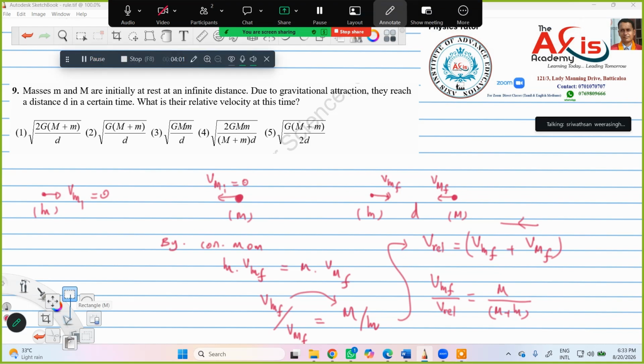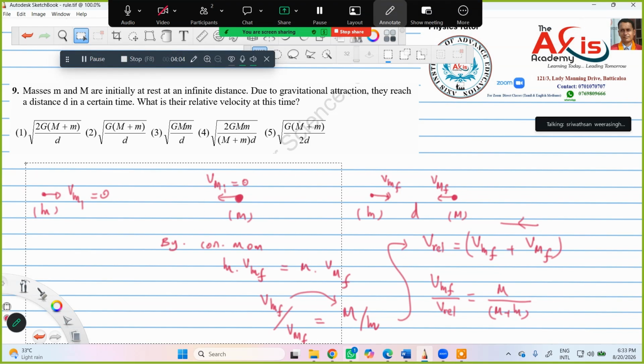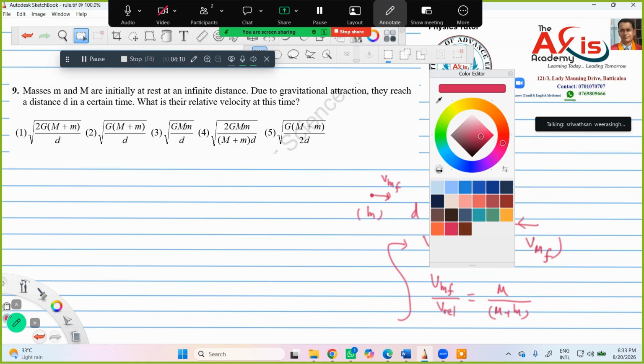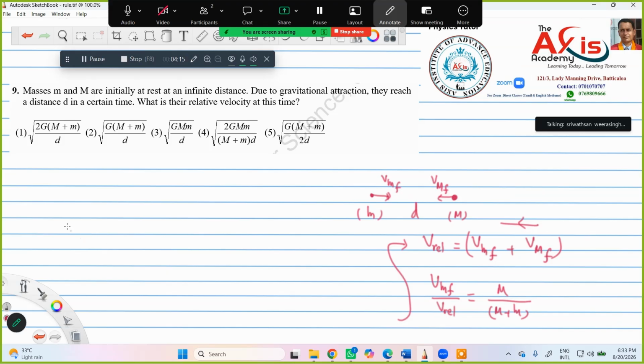We can also find the final velocity of the mass capital M. That will be V capital M final over V relative equal to small m over capital M plus small m.